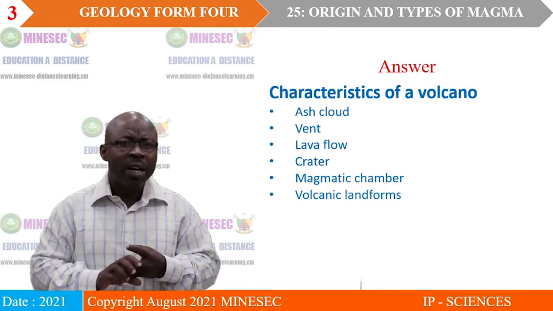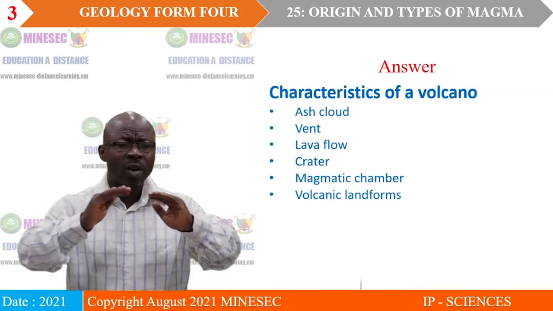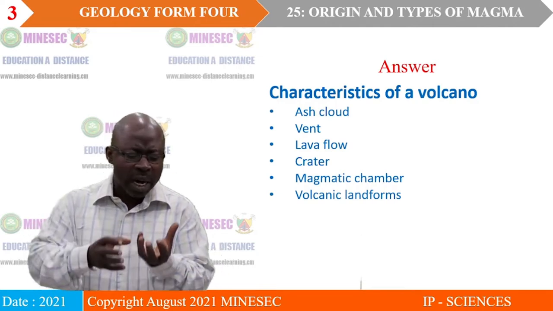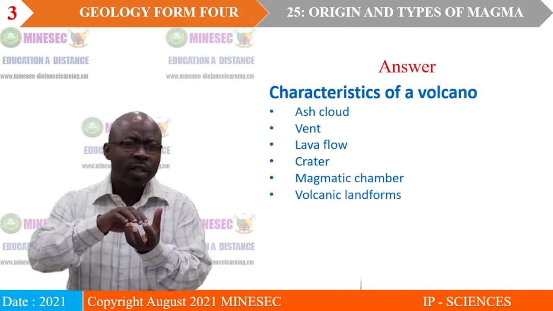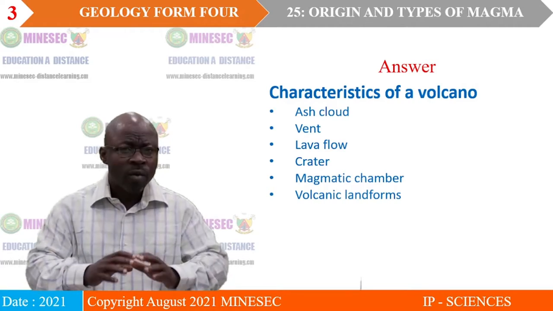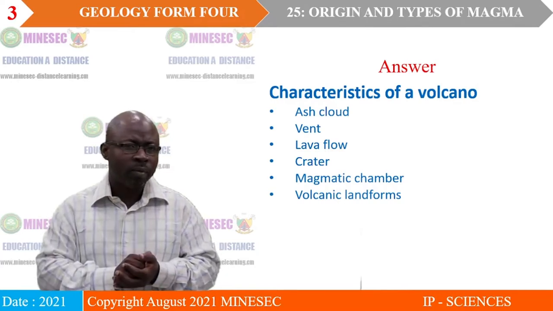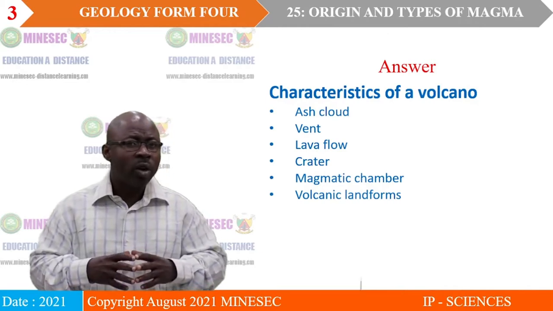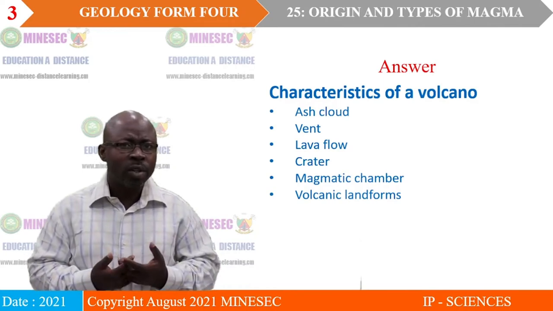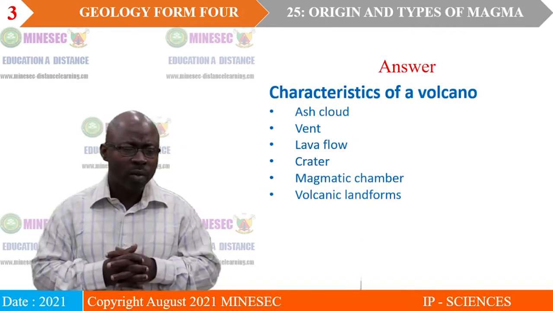We must have material which has been ejected to the surface and makes up the flanks of this structure, which we refer to as lava flow. There must be a cup-like depression at the end of the vent, which we describe as the crater. Then a volcano must have a source from which materials come, and that source is the magmatic chamber. Finally, a volcano has some associated landforms, which are described as volcanic landforms. This could be batholith, sills, laccolith, lopolith, and so on and so forth.